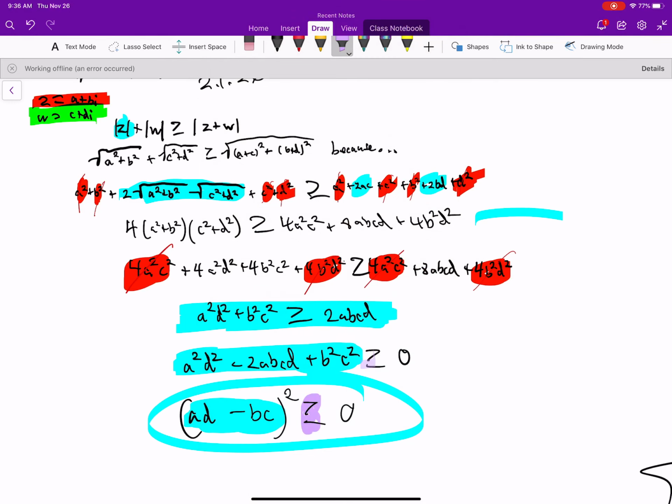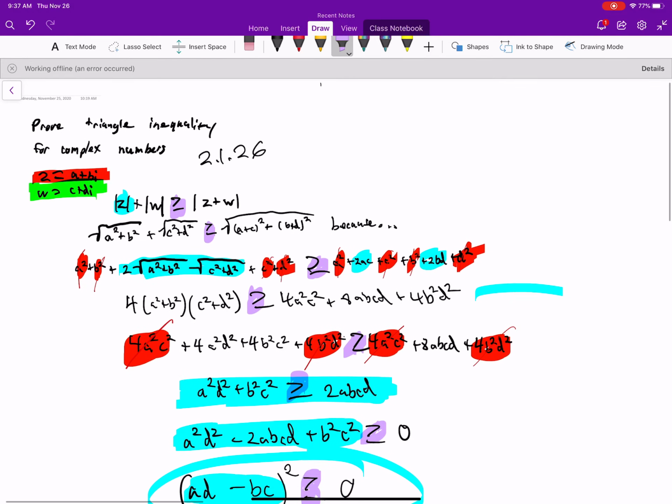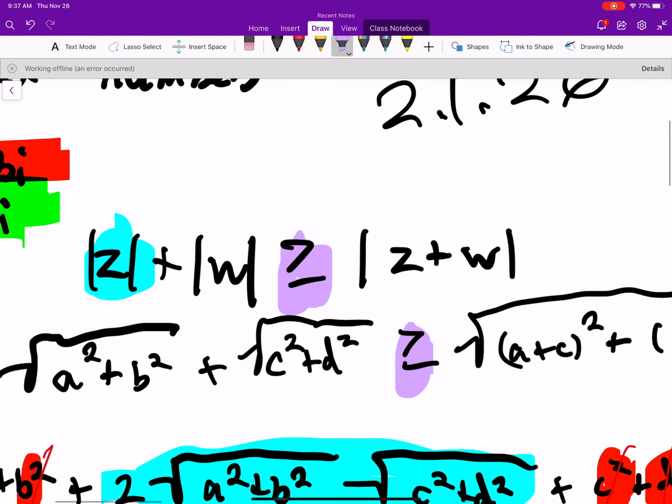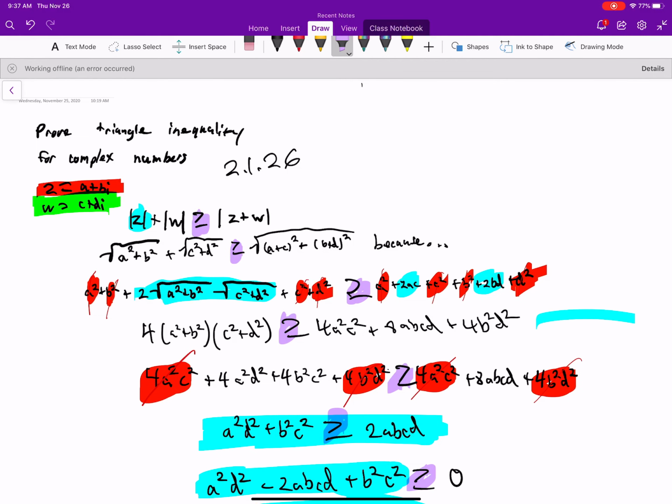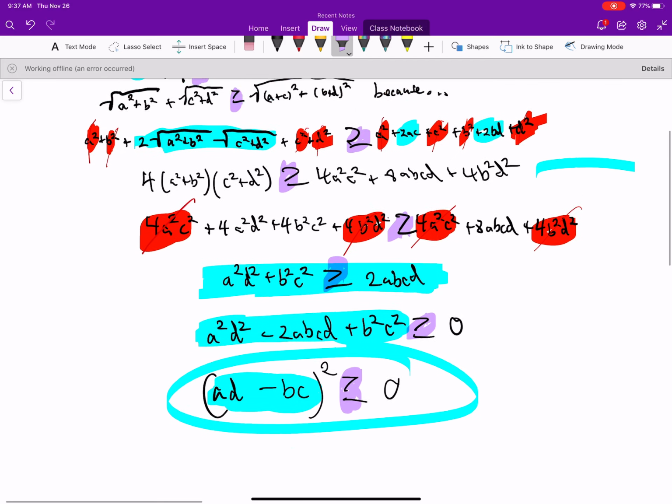So yes, this inequality holds. And so we could zoom it back up, and then also this inequality holds, and you could write a bit of an explanation there. But yeah, that's basically it.